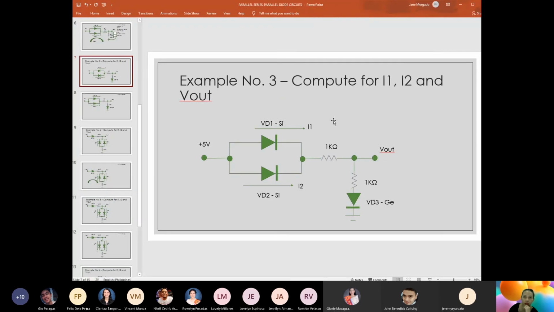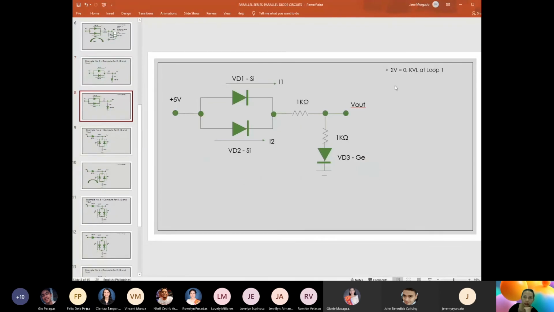Okay, so example number 3, compute for I1, I2, and V out. So same, ano naman to? Binaligtad ko naman yung D3. Forward bias na lahat. Kaya bago kayo mag-compute, check nyo muna kung anong state ng diodes nyo. So, they're all forward bias. Okay?